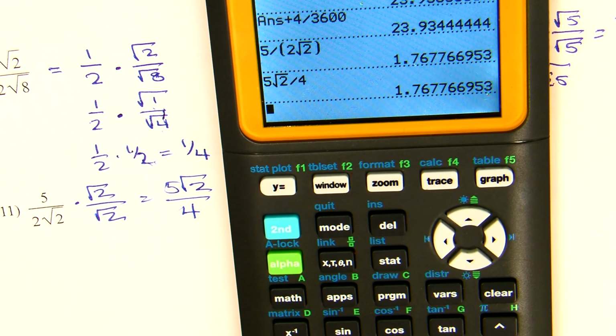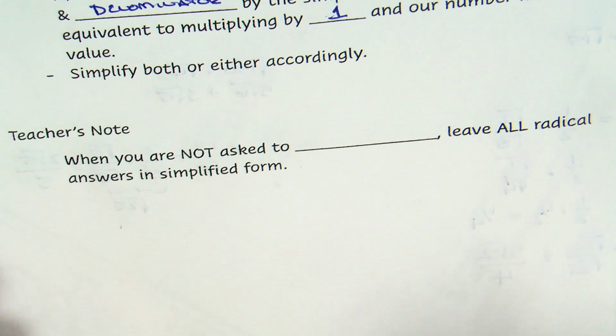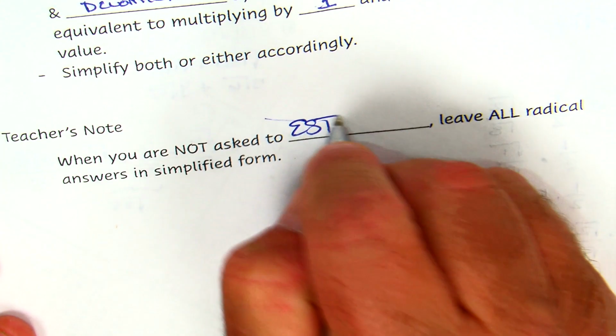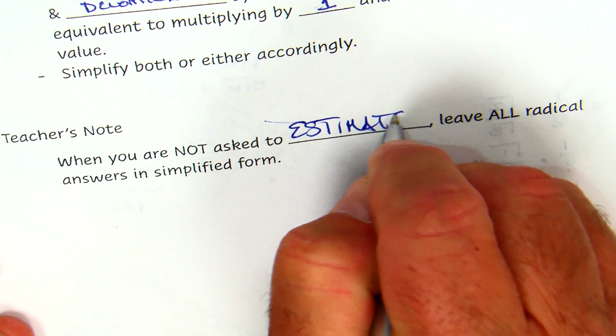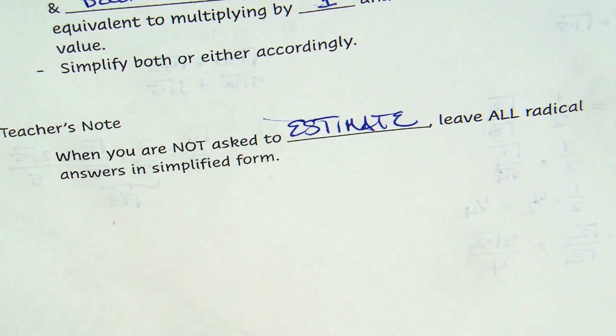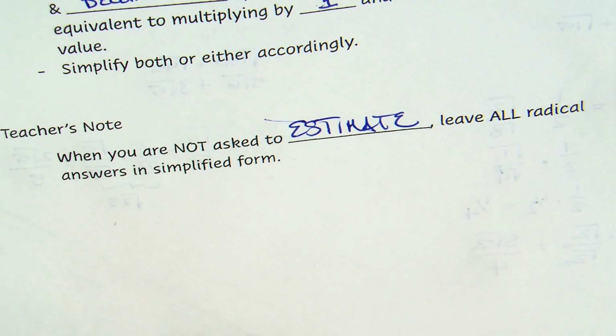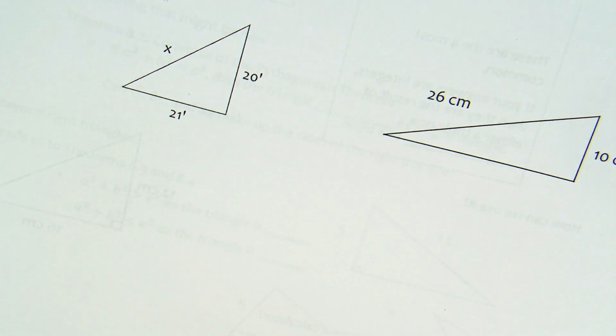Good? All right, so for those of you that want to know the teacher's note, when you are not asked to estimate, leave all radical answers in simplified form. So the only time you estimate is when it tells you to. Why? Because guess what? We're going to start now a little thing called Pythagorean theorem. All right? That's what this is all about.